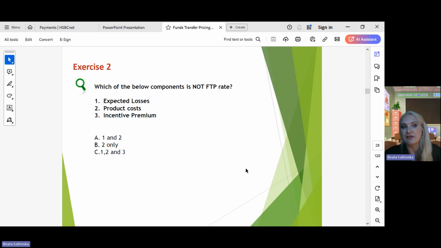Answer A is telling you that only 1 and 2 are non-FTP rate. B is saying only number 2, so only product costs are non-FTP rate. And C is telling you that 1, 2, and 3 are not FTP rate. So please let me know in the comments what the correct answer is in your view to this question.